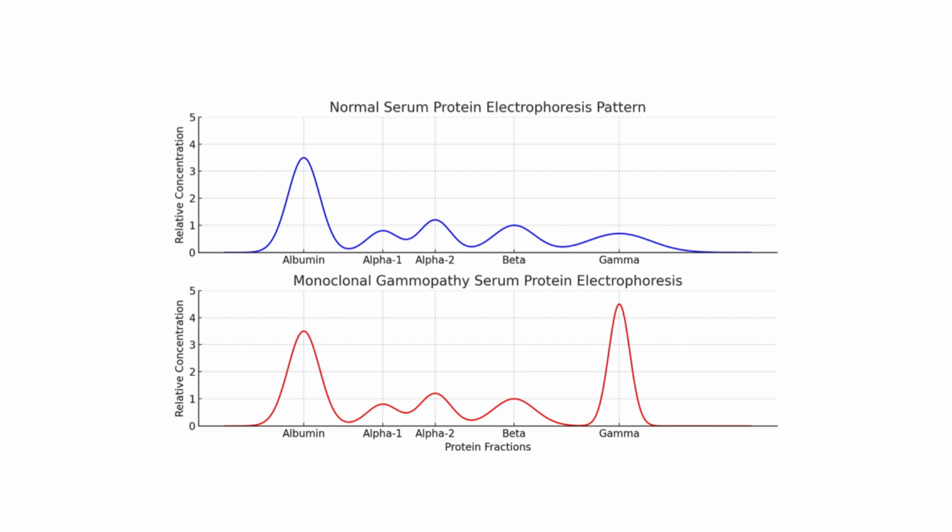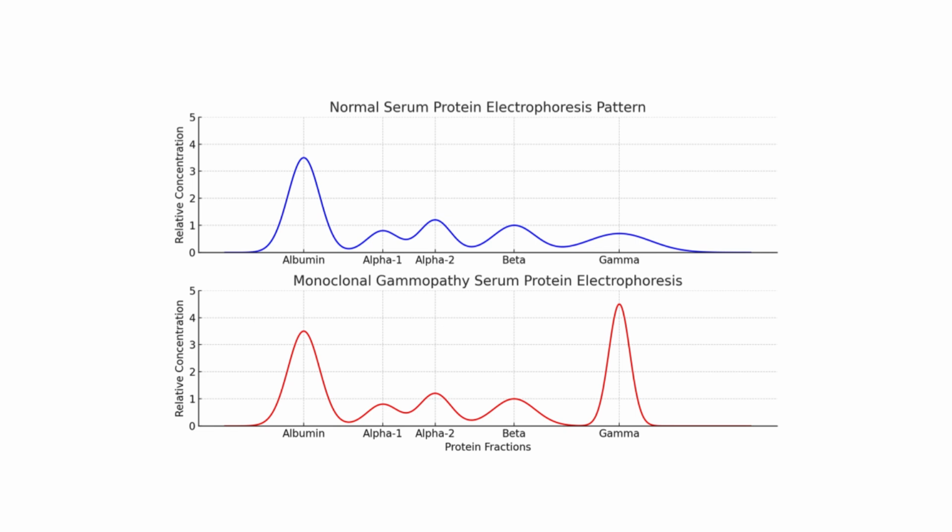Here, the albumin peak is still present on the far left, along with the smaller alpha-1, alpha-2, and beta fractions. However, what stands out is a very tall, sharp spike in the gamma region. This spike represents the overproduction of a single type of antibody, also called a monoclonal protein or M protein. This finding is characteristic of diseases such as multiple myeloma or Waldenström's macroglobulinemia.